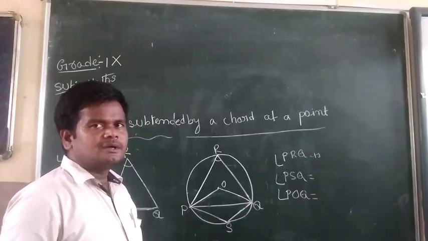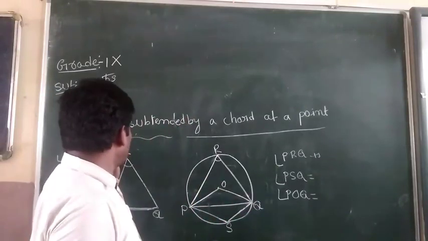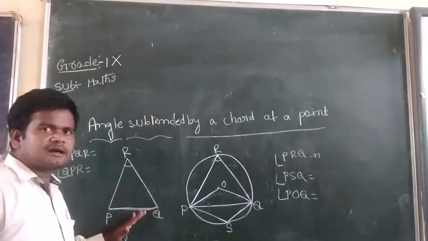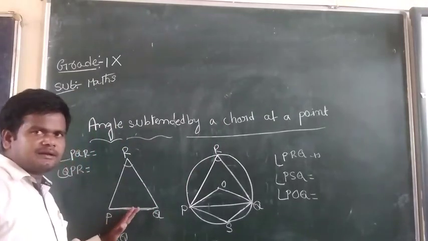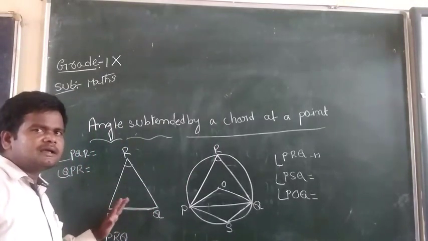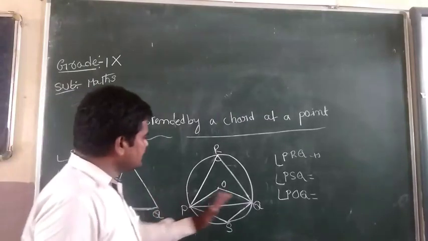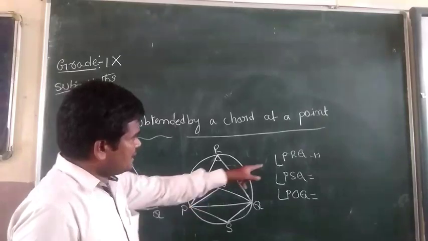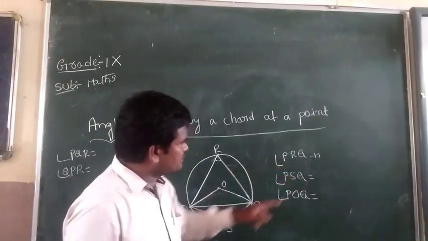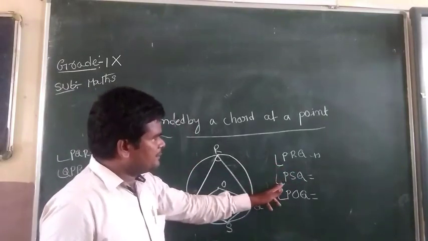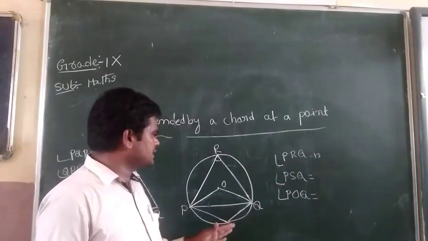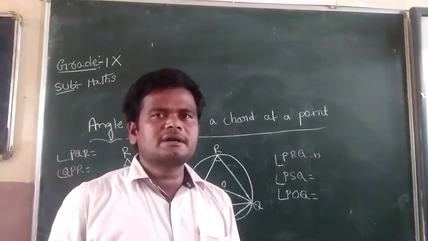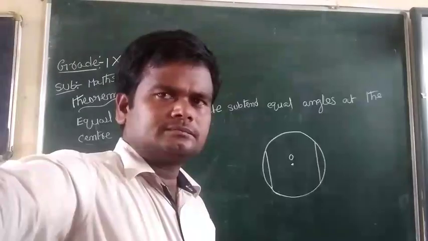So here this is the angle subtended by a chord. Here we are not taking a chord because it is a line segment. This line segment, when taken inside of the circle, is the chord. So here, angle PRQ is the subtended angle of PQ. Angle PSQ is the subtended angle of PQ. Angle POQ is also a subtended angle of PQ.